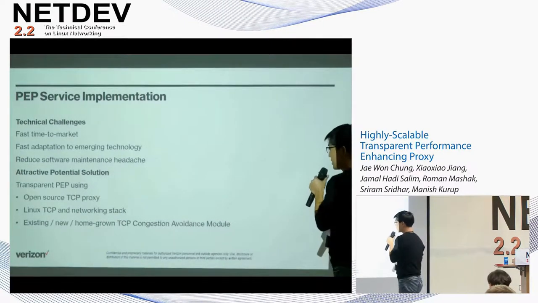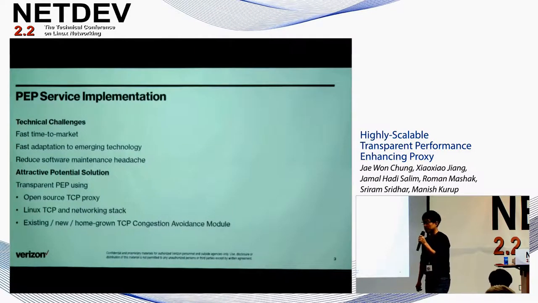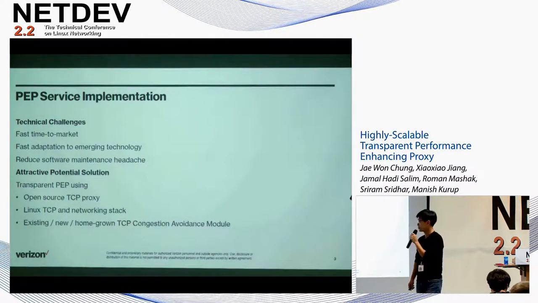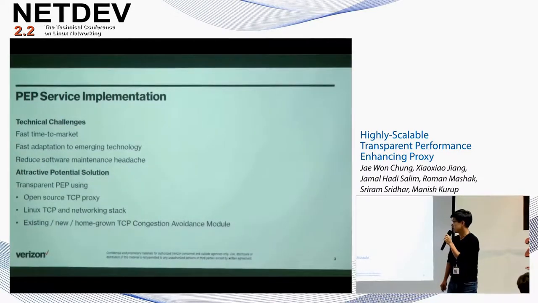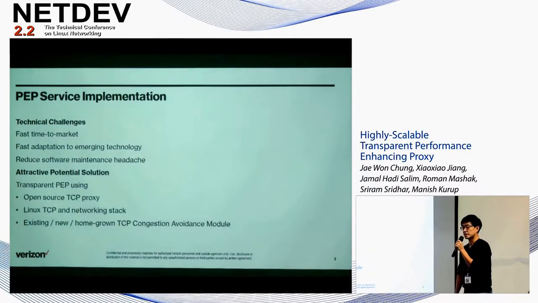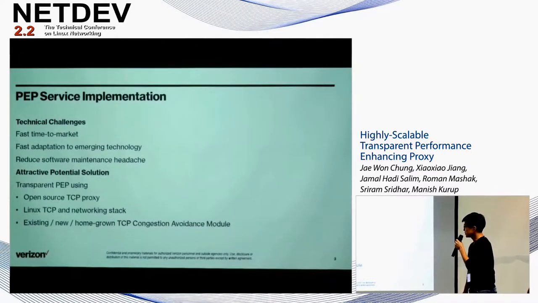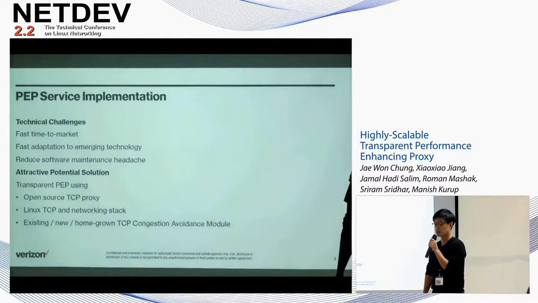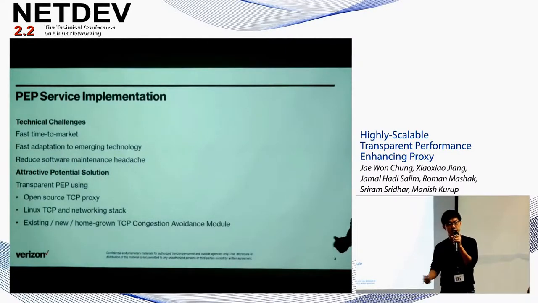Okay, so if we are doing this, then what would be the best way to implement the PEP? First of all, a fast time to market would be a very nice feature. I also would like to have our solution fast adapt to emerging technology and also reduce the software maintenance headache. So an attractive solution for us is to use a transparent performance enhancing proxy using open source TCP proxy on top of Linux, so that I can use the Linux TCP networking stack. And maybe I can use congestion control algorithms like BBR or DCTCP or even, let's say, a homegrown TCP algorithm for the wireless side while still using QUIC on the server side.